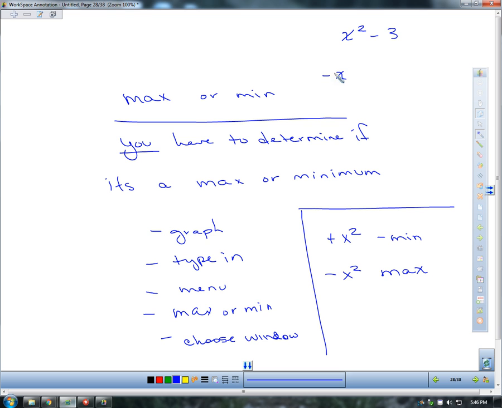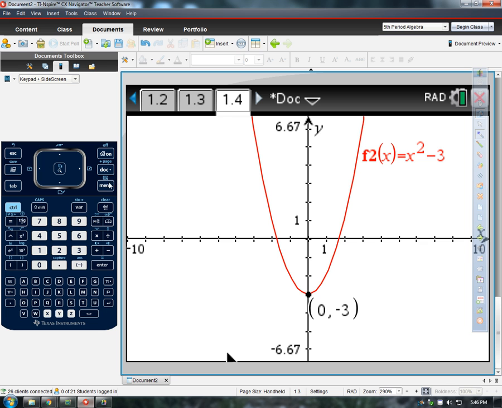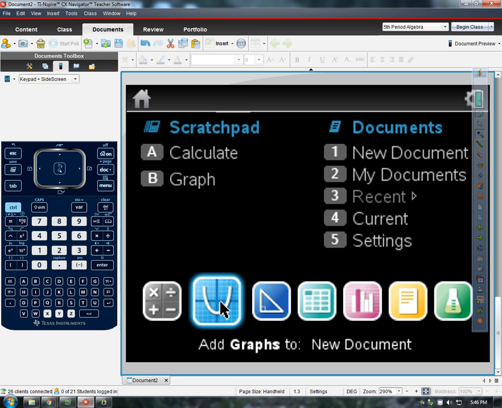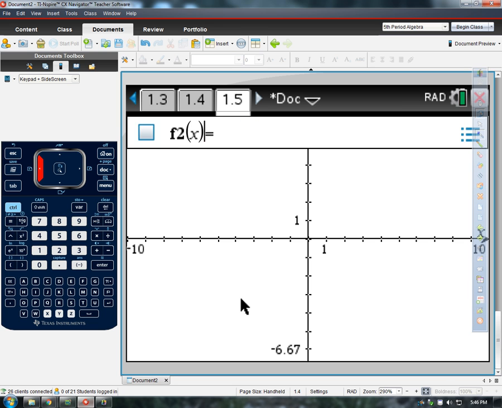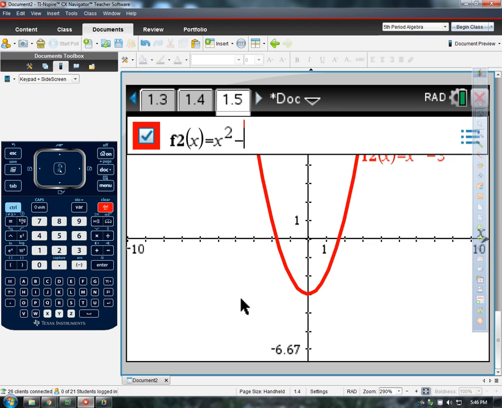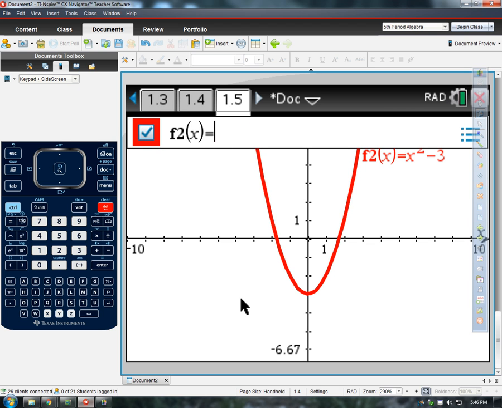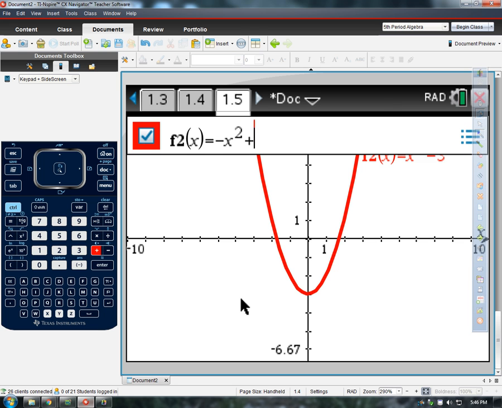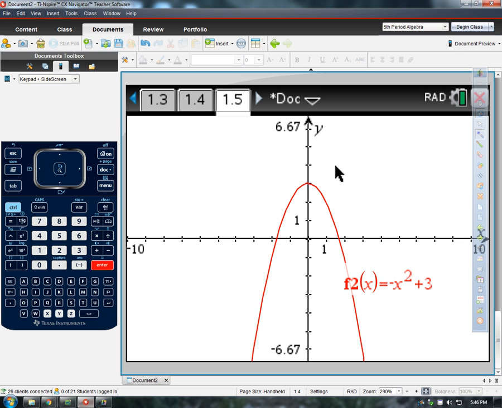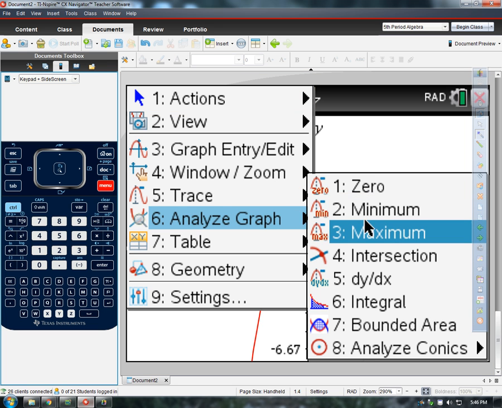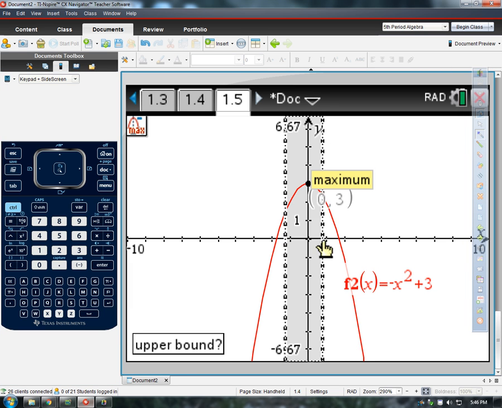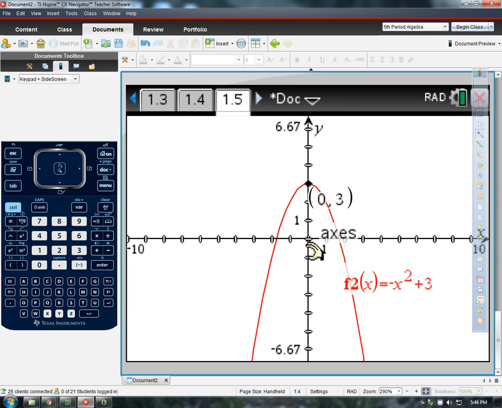So I'll do negative x squared plus 3. Why not? So I'm going to go home, graph. Yes, you know, all that junk is in there. Perfect. And if all else fails, just start a new document and it'll clear everything out for you. So I got negative x squared plus 3. Alright. So this is a hump, so I know it's a maximum. So I'm going to go to Analyze Graph. Go to Maximum. There it is. 0, 3 is my maximum.